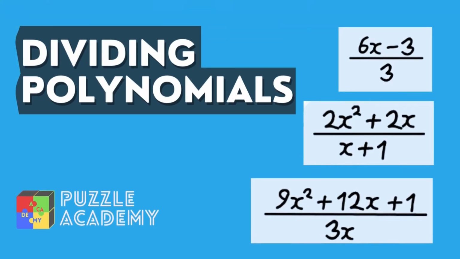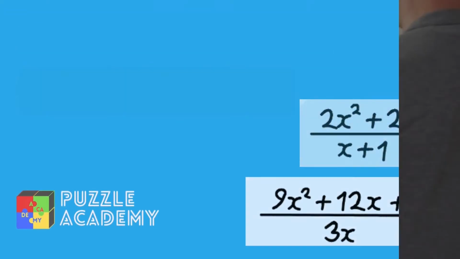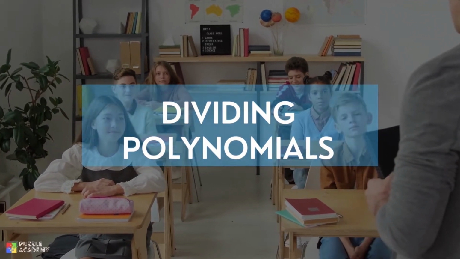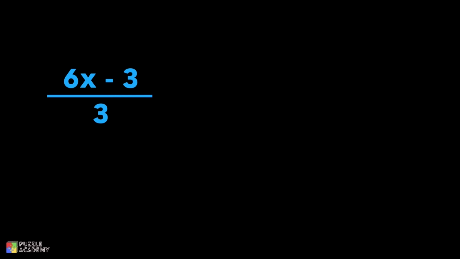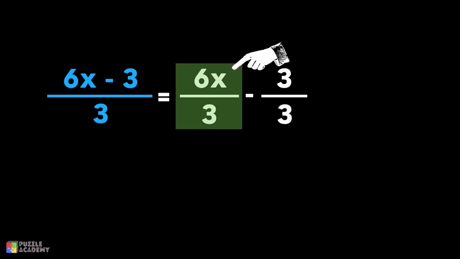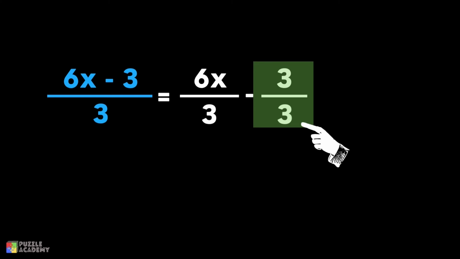Sometimes, it is easy to divide a polynomial by splitting it at the positive and the negative signs, like this. We have 6x minus 3 over 3 in our first example. When the polynomial was split into two parts, we still had to keep the over 3 under each one. So we have 6x over 3 minus 3 over 3.